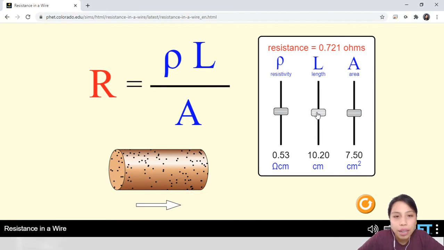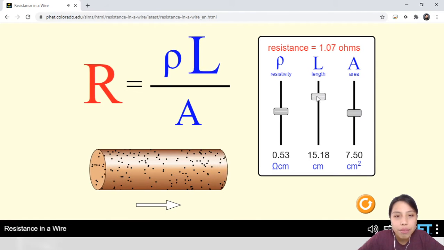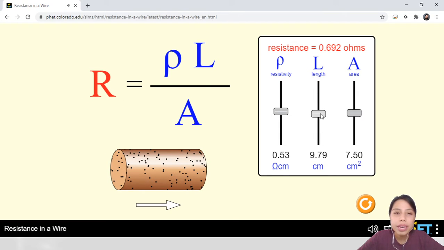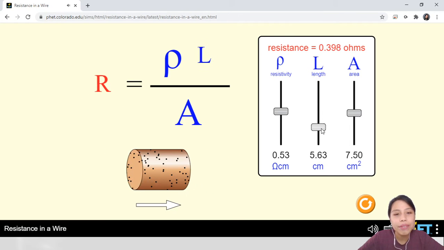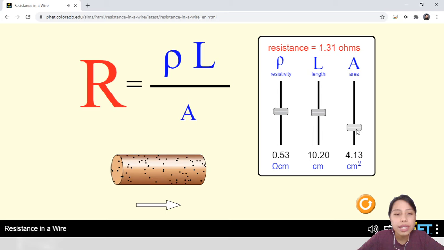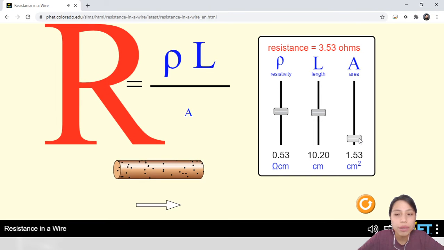So for length, when you increase length, resistance also gets bigger because now you have to travel through a longer path with all those obstacles in there that you have to fight with. Same thing if you reduce length. Wow, very short. Straight away go in, come out already. Area, yes. The smaller it is, the bigger the resistance. Wow, you see this one is affected very much.